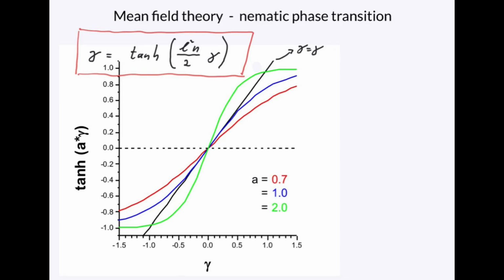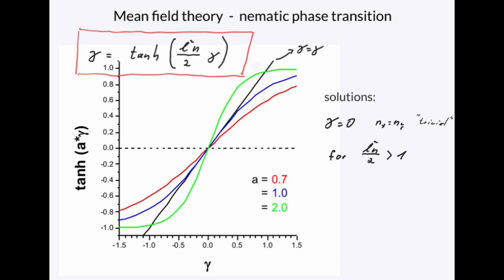It is easiest to look at the consistency equation in graphical terms. Here I show the value of tanh A times gamma as a function of gamma. We see, depending on the value of A, the steepness of the curve increases. Now the requirement of the consistency equation is that the value of tanh A times gamma has to be equal to gamma. Hence, it has to cross the diagonal of this graph shown as a black line. We see that there's always a crossing at gamma equals 0. Gamma equal to 0 means that the number of x particles is equal to the number of y particles. That's the trivial solution of the problem.